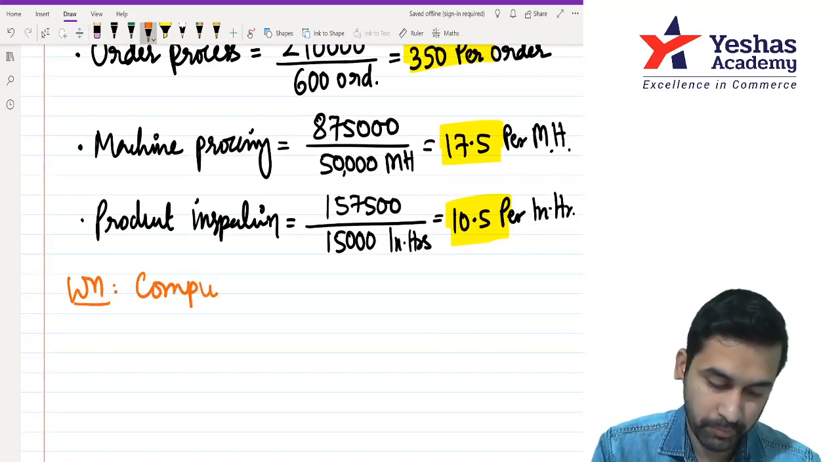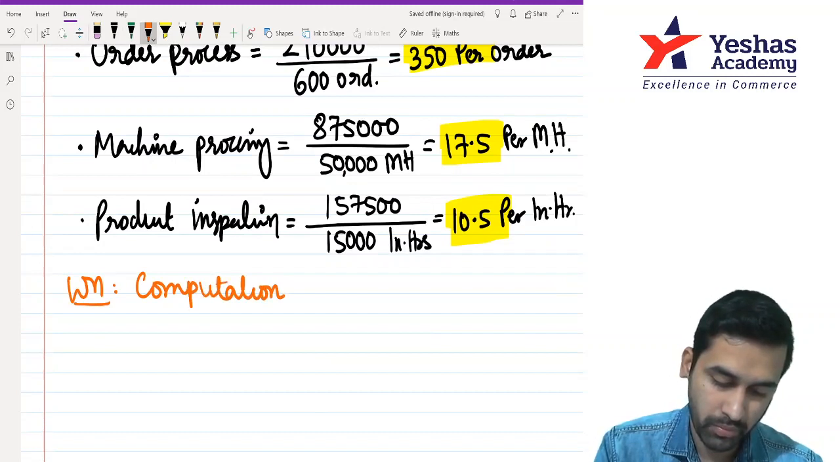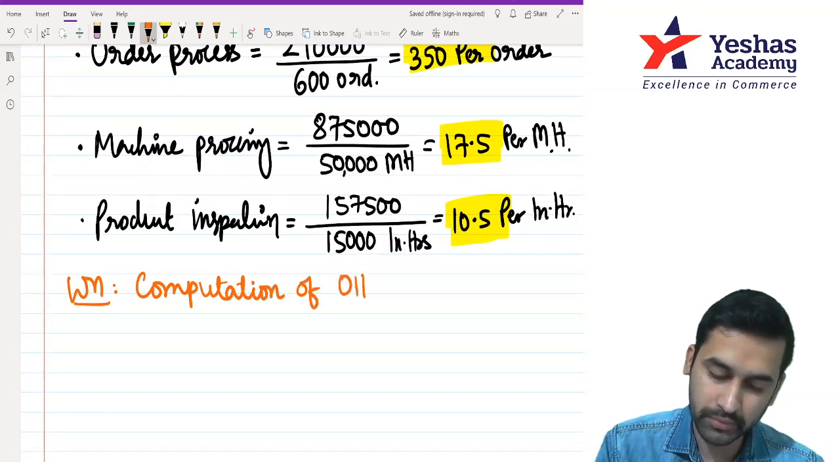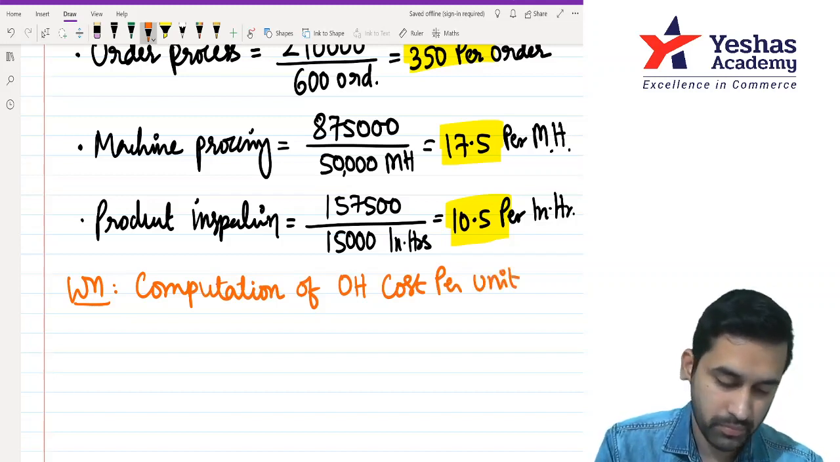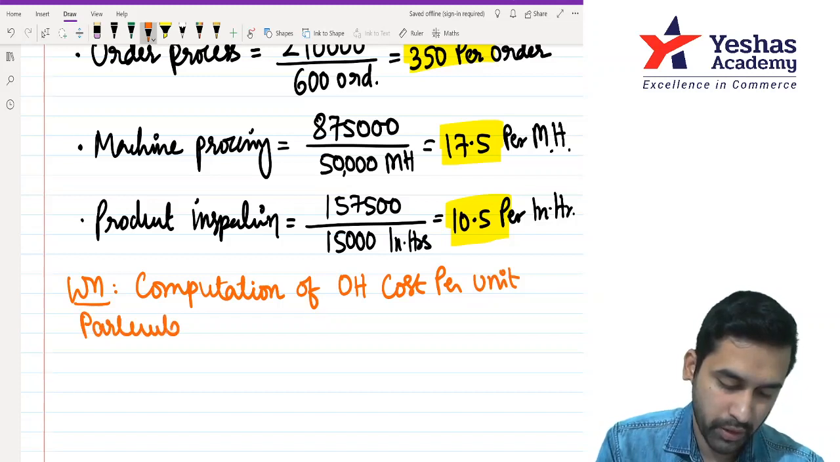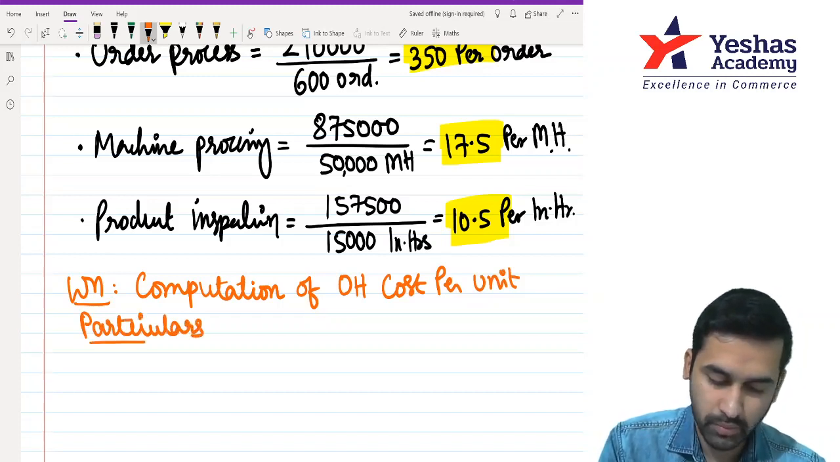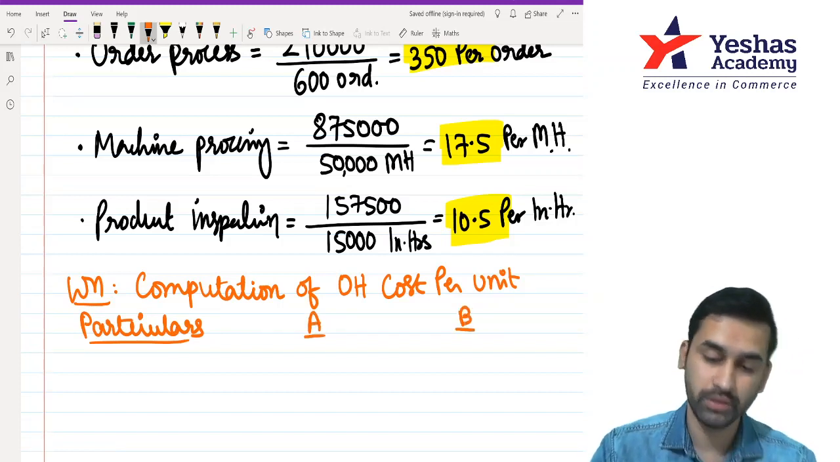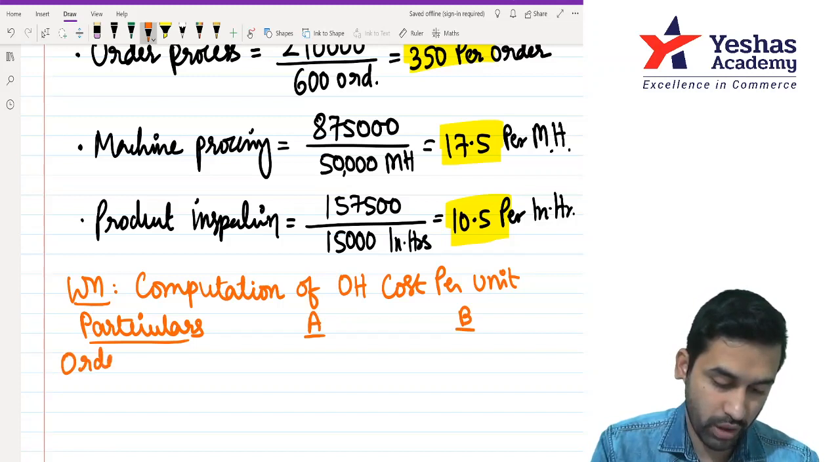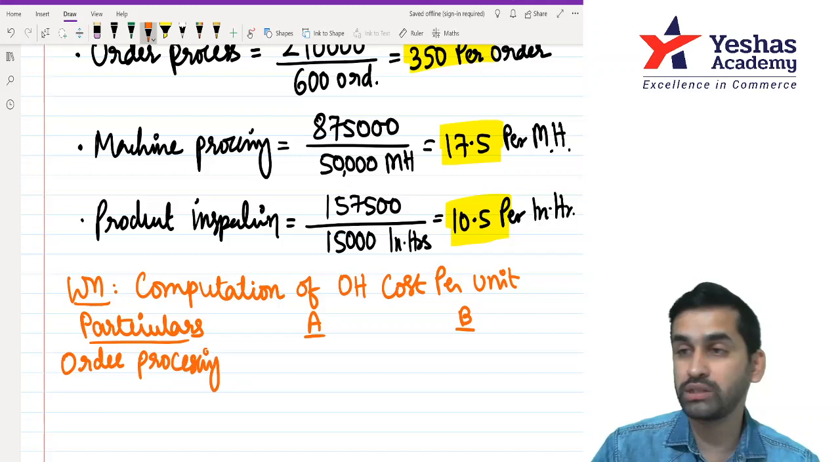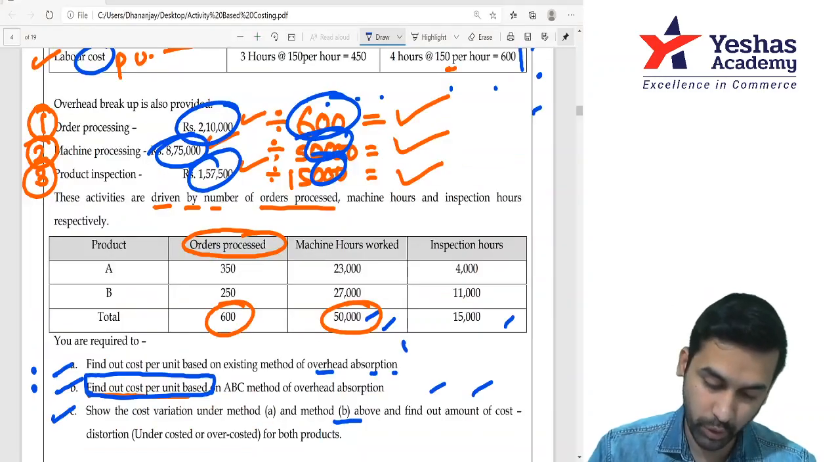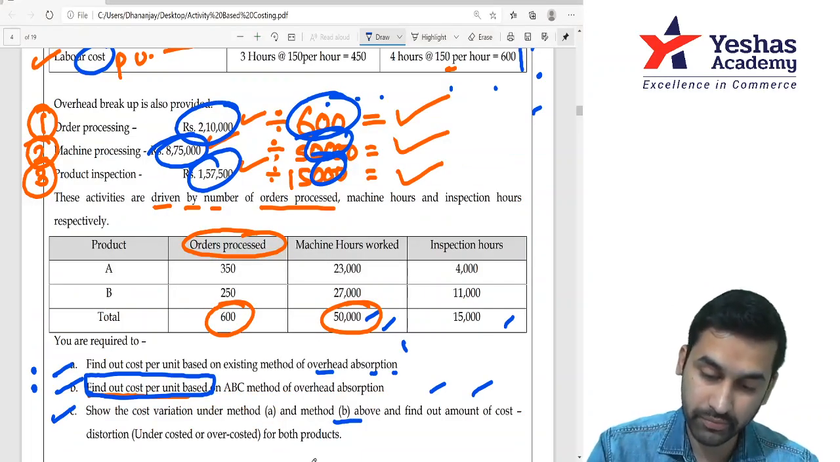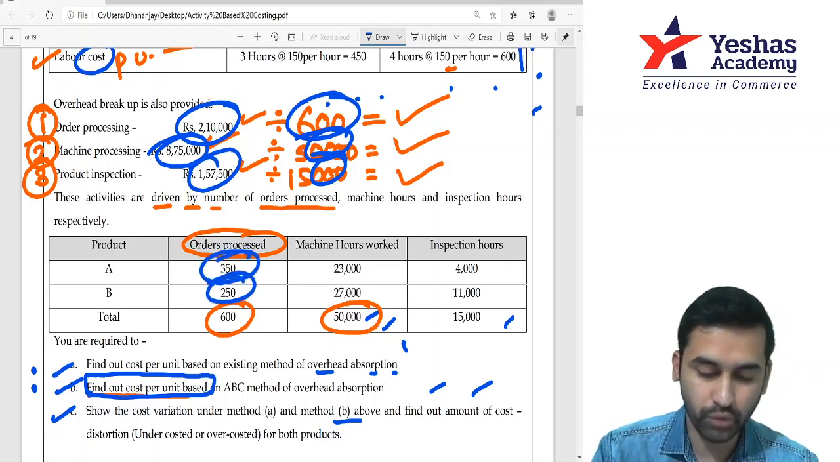Computation of overhead cost per unit. Particulars: two products, A and B. Which is the first overhead? Order processing. How many orders did we process for product A? Let me go back to the question. Here you have 350 for A, 250 for B.